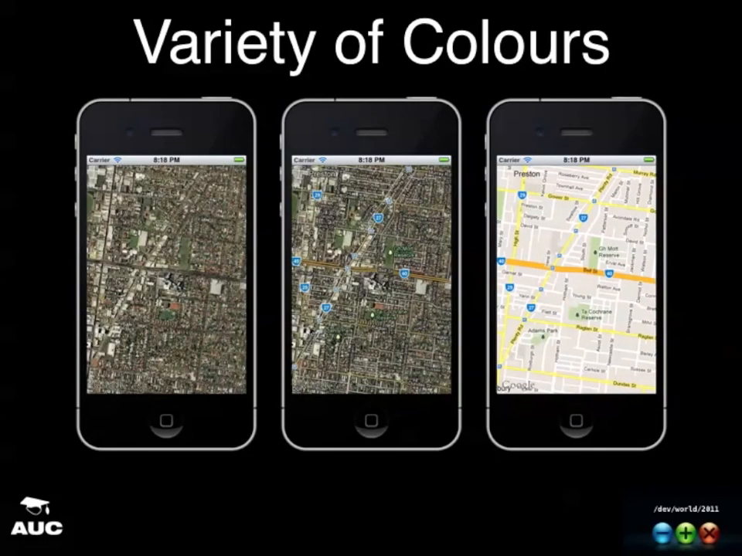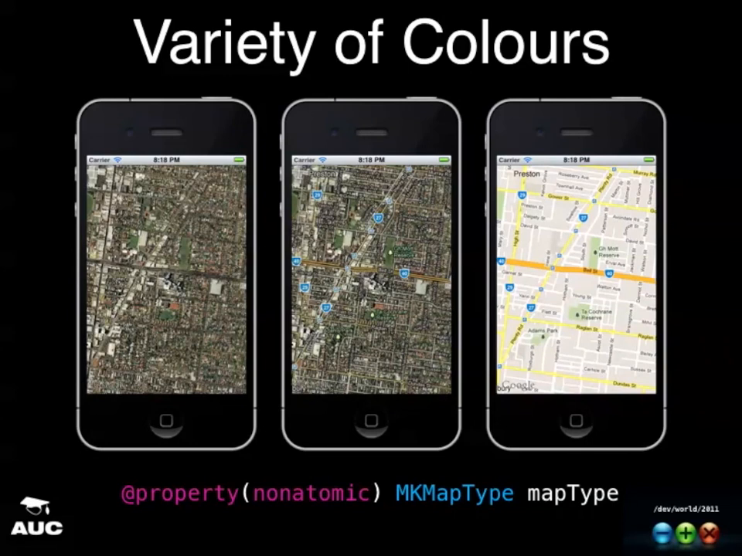MapKit comes in a variety of lovely colors. It's very easy to change them just with this MKMapType property. There's 3 there. That's the satellite, the hybrid, and the traditional from memory. I also noticed in iOS 5 there's a 4th one, but you can't call it. Only Apple can.